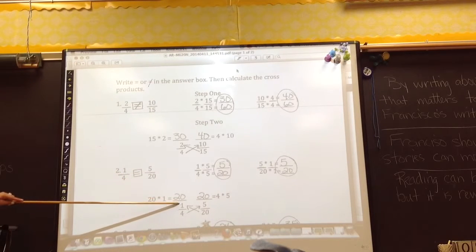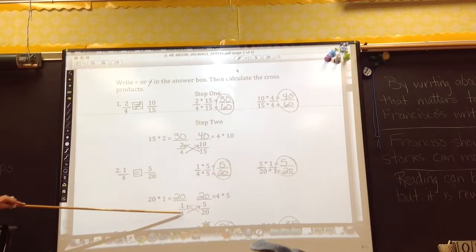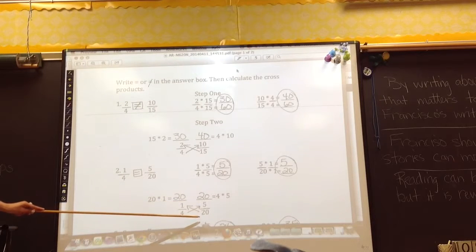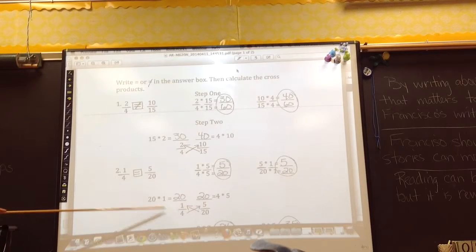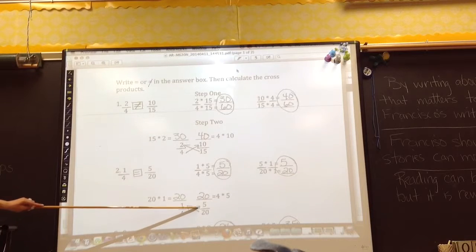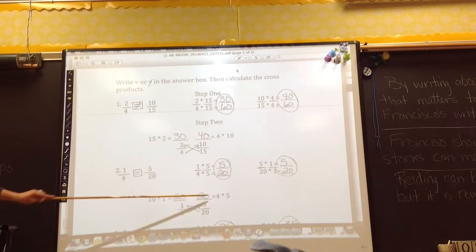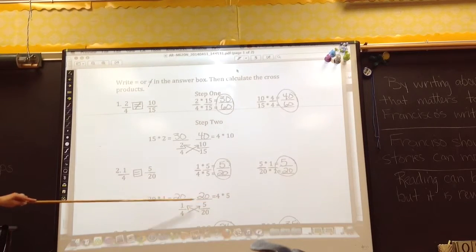So then I'm going to take the fractions again, 1/4 and 5/20, and again I'm going to cross multiply, taking the right-hand side denominator and multiplying it by the left-hand side numerator, which gives me 20 times 1, and that equals 20. I'm then going to take the left-hand side denominator and multiply it by the right-hand side numerator, which is 4 times 5, and that equals 20. So 20 and 20 are equal to each other.